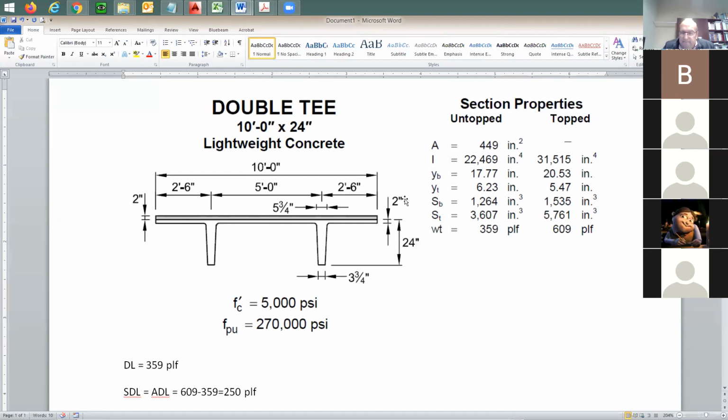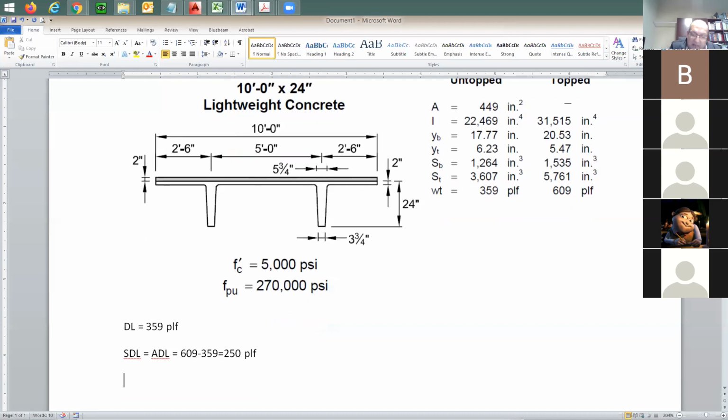Yes, 100%. I don't want a question to come. Someone's going to say, I don't know the difference between this additional dead load and superimposed dead load. Now you know, because this is going to be the weight of the untopped section only, this white section. And the weight of this additional concrete topping is going to be the 250 plf. Right?